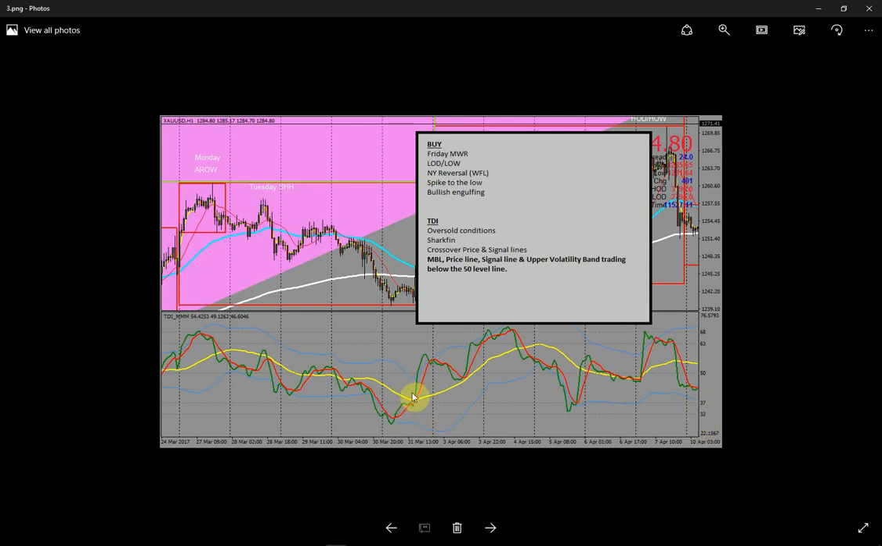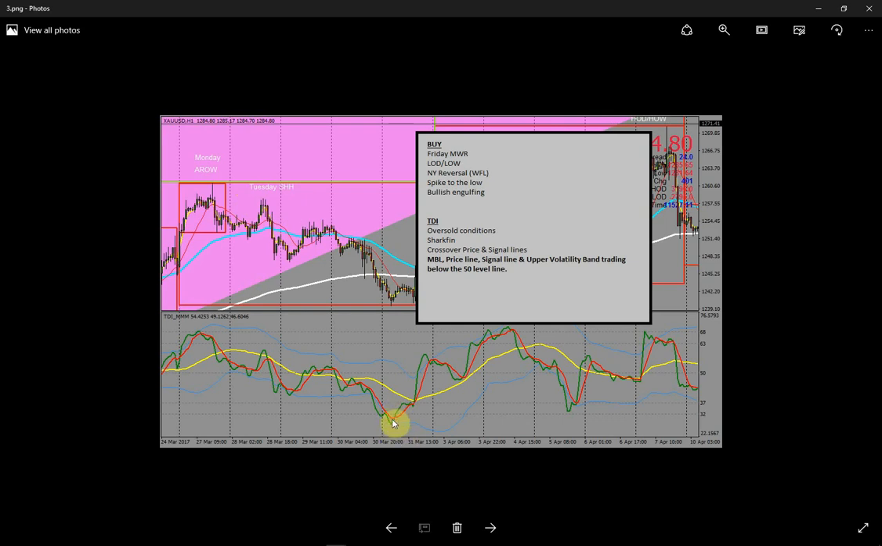So what else do we have? We have a lower squeeze now. We don't have that, but it says market baseline, price line, signal line, and upper volatility band trading below the 50 line. So this is what I'm referring to here. You see how this upper volatility blue line is trading below the 50 line. The 50 line is that thin line that cuts off the above part and the lower part. Meaning, if everything is below this line, it's oversold, or it's just negative market sentiment. You understand?